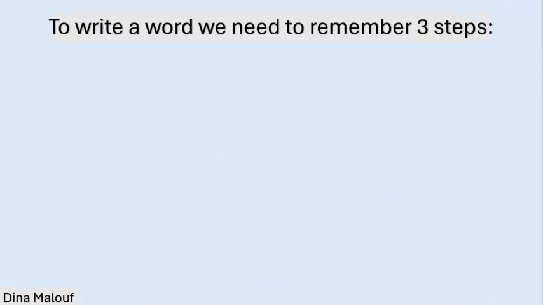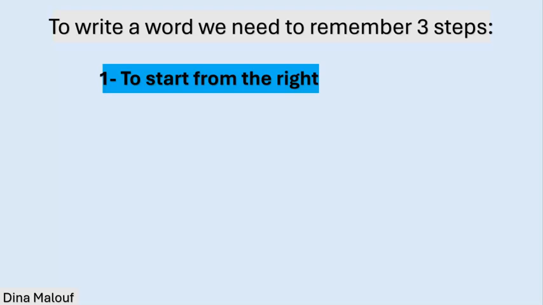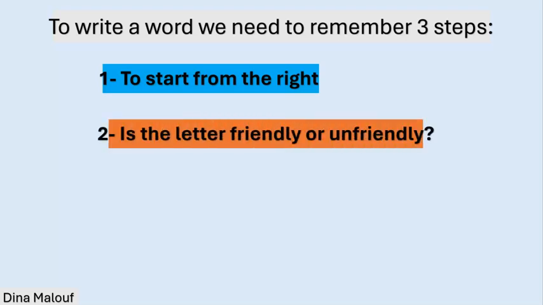This video is to show you how to form a word in Arabic. To form a word in Arabic, we need to follow 3 simple steps. Step number 1, start from the right, because Arabic is always written from the right. Step number 2, check if the letter is friendly or unfriendly, and I will show you the unfriendly letters.